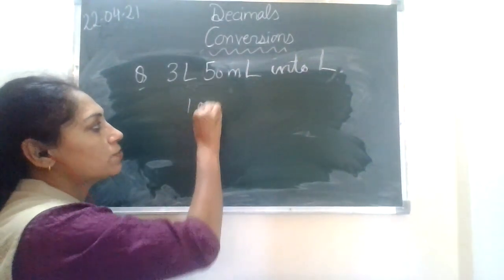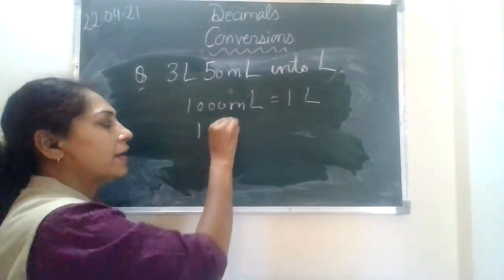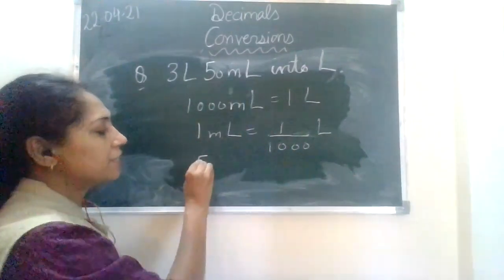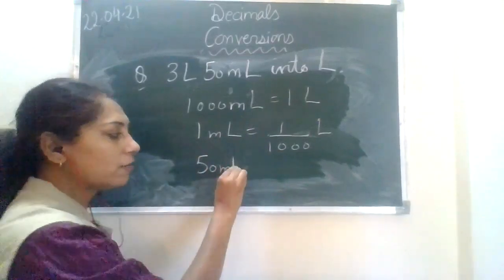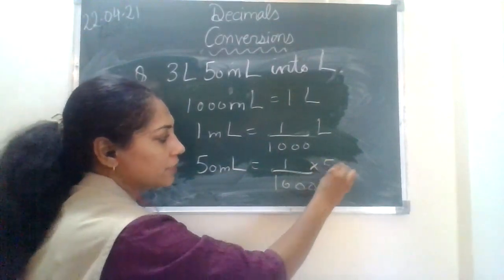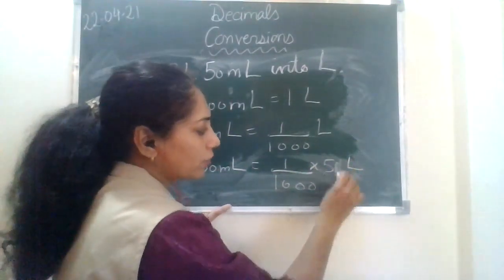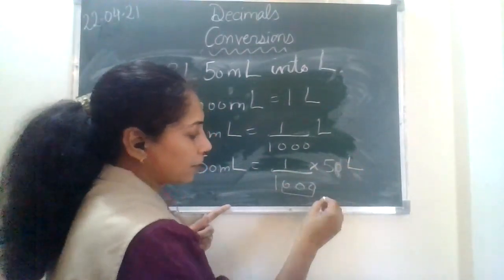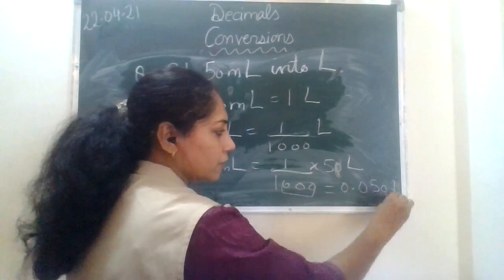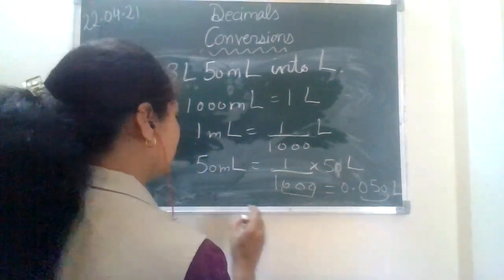I told you 1000 ml is equal to 1 liter. 1 ml is equal to 1 upon 1000 liters, and for 50 ml we are going to multiply it by this fraction into 50 liters. What are we going to get? The zeros cancel, 3 zeros are there, so before 3 places you have to place the decimal: 0.050 liters.